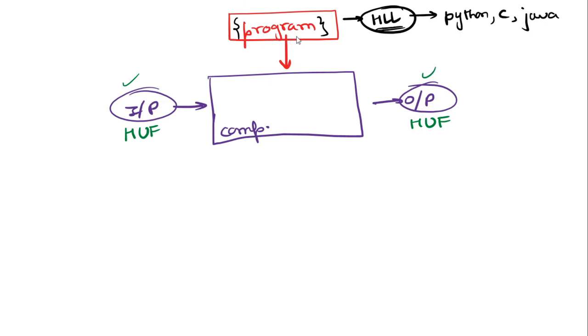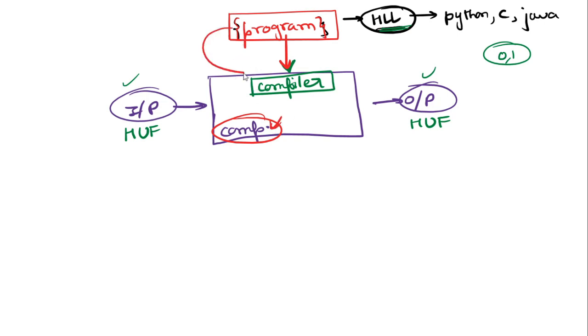Now when this program goes inside the computer, the computer doesn't know English or a high level language, right? It only understands 0 and 1, right? So what happens is there is something called a compiler here. Before this computer can execute this program, it has to first compile this program, okay?